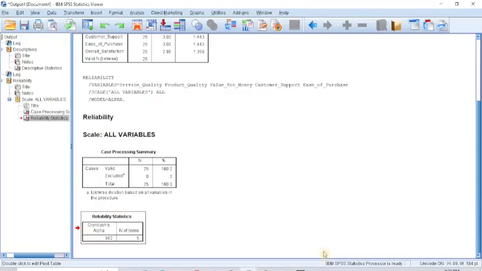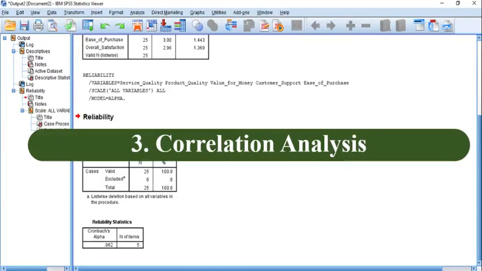Now let's move to the next test. 3. Correlation analysis. The next test to a conclusive customer satisfaction analysis is Pearson's correlation analysis. Pearson's correlation analysis is an important statistical technique that can be used in this case to determine how each satisfaction variable relate with one another.